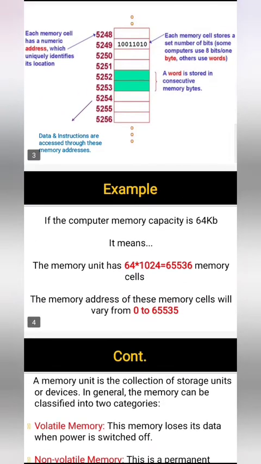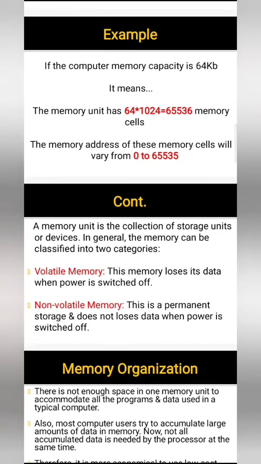Right, now I'll just take one example. Let us suppose that a computer memory capacity is 64 kilobytes. It means that the memory unit has 64 into 1024, that gives you 65536 memory cells. So basically this memory has a total of 65,536 cells in it where we can store some piece of information. Each memory cell will have a unique address starting from 0 to 65,535.